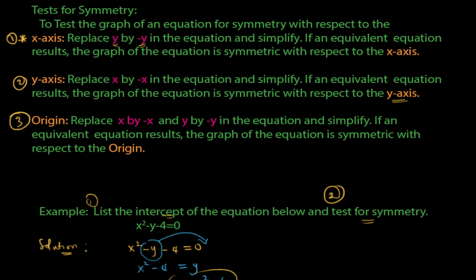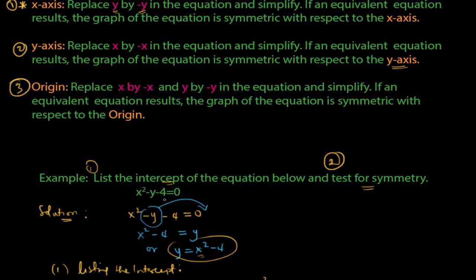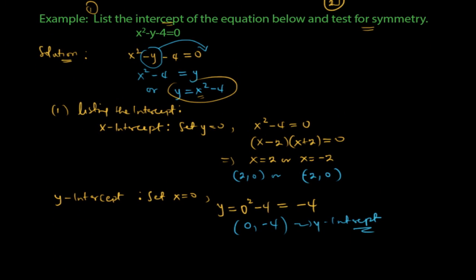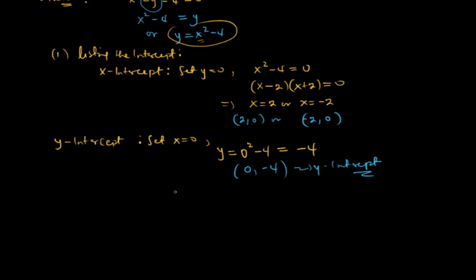So since I want to check if this equation here is symmetric, let me start by checking if it is symmetric with respect to the x-axis. So I'm going to replace y with negative y. So now, symmetry with respect to the x-axis. So we said we'd replace y with negative y.